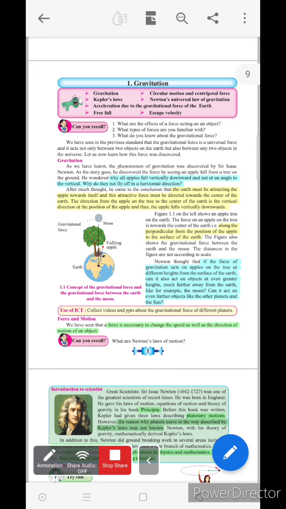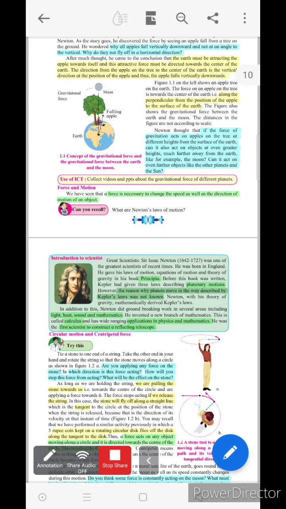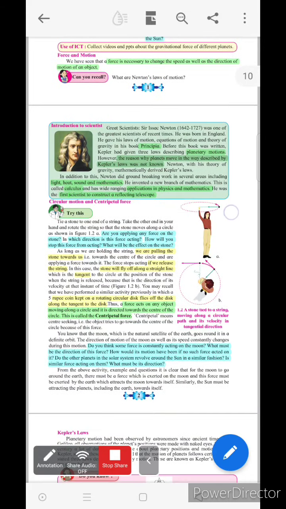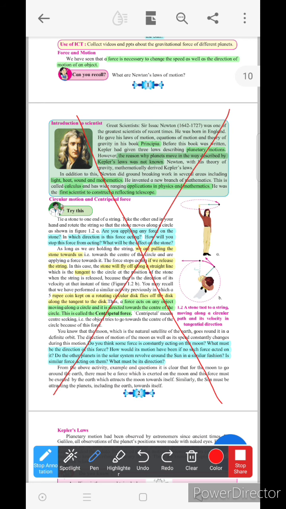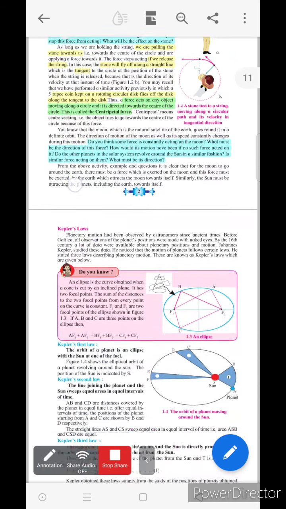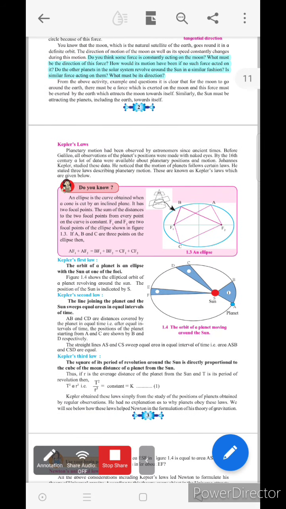Now we will move on to the next, second page. The second page is totally reduced for the year 2020-21. आपके सिलेबस में से ये पेज रिमूव किया है, पूरा के पूरा पेज। Next, page number 3, there is no reduction.